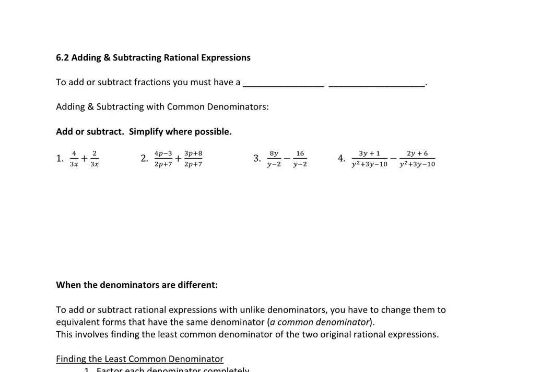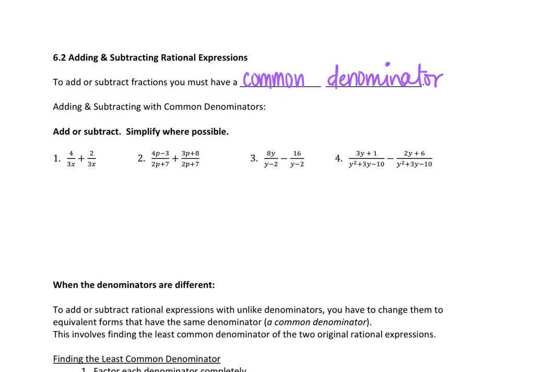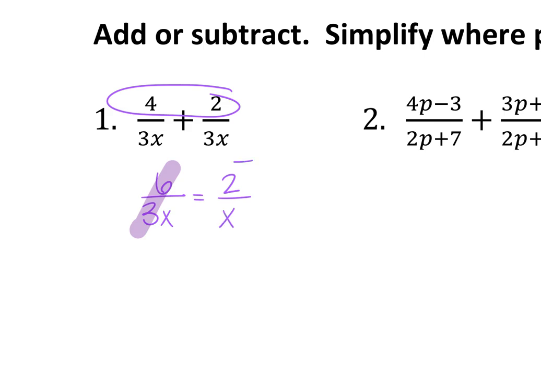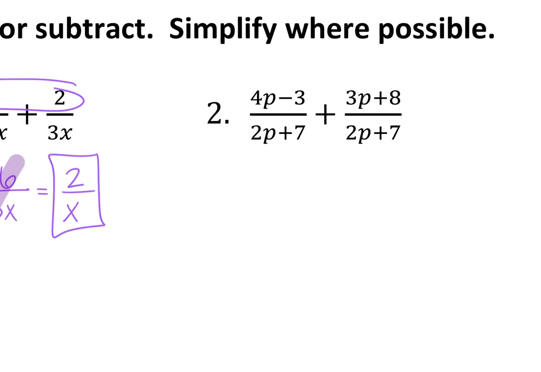When we add and subtract fractions, we always need a common denominator. Okay, we know this, we love this. If they have a common denominator, then remember we add the numerators and leave the denominator. So 6 over 3x, which then we can reduce to 2 over x. So my final answer is 2 over x.